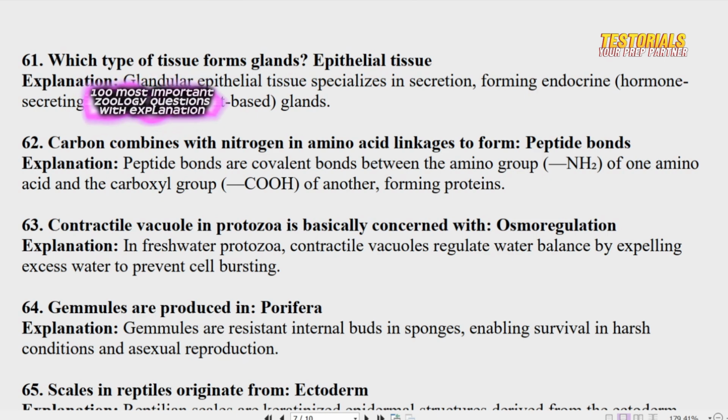63. Contractile vacuole in protozoa is basically concerned with osmoregulation. Explanation: in freshwater protozoa, contractile vacuoles regulate water balance by expelling excess water to prevent cell bursting.